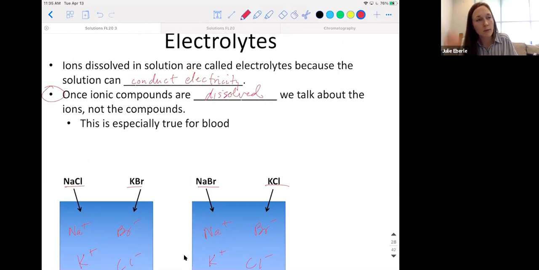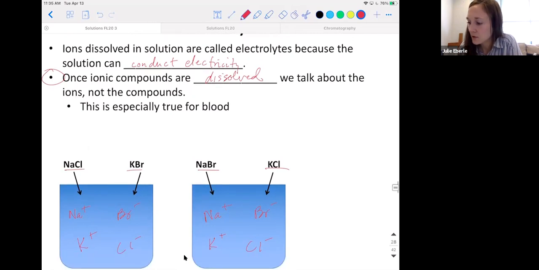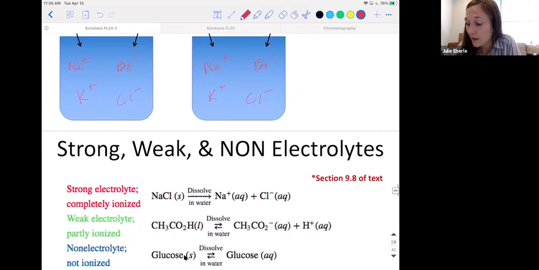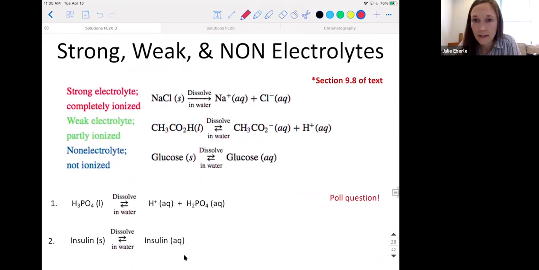So going back to this idea that some solutions can conduct electricity strongly or weakly. Well, that's because you have different levels of electrolytes. I'm going to scroll down. You have strong electrolytes, weak electrolytes, and things that don't form ions. So they're called non-electrolytes, but they're still in the blood or different biological solutions. So how do we differentiate? How do you know when something's going to form a strong electrolyte?